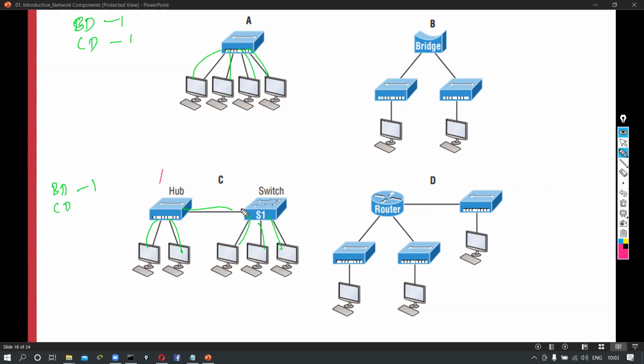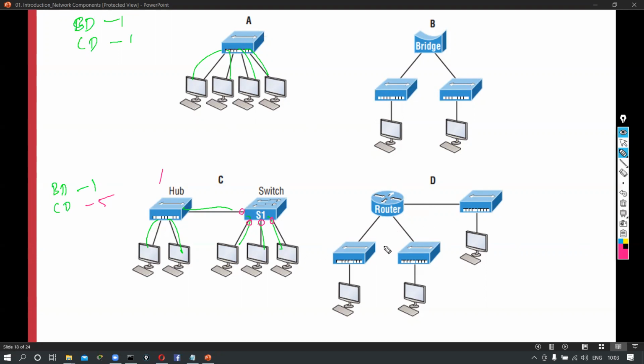What about here? Second collision domain, third, fourth, fifth. Total how many? 5 collision domains. Clear now? Switch has multiple collision domains. How many ports are there? That many collision domains. Okay.